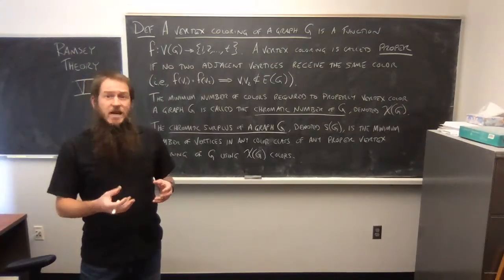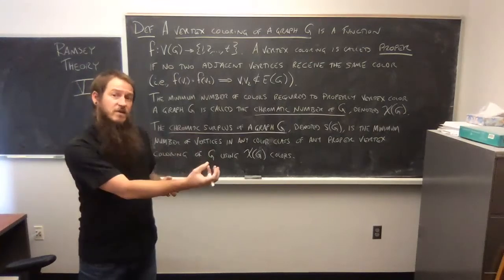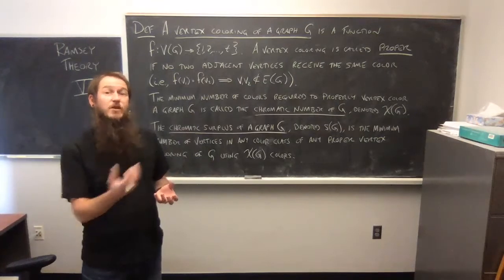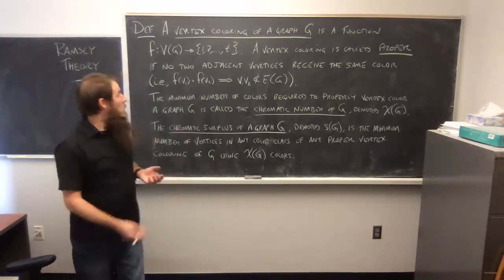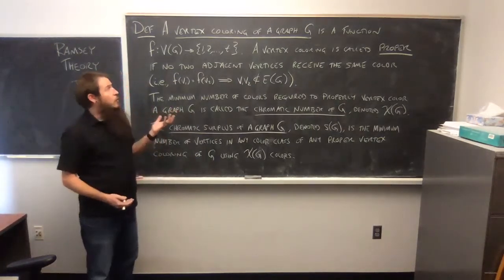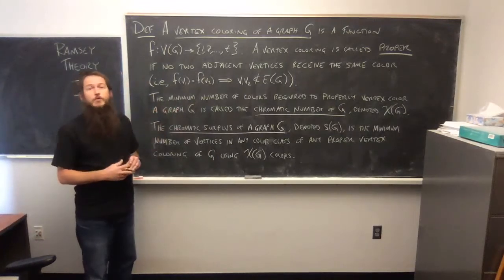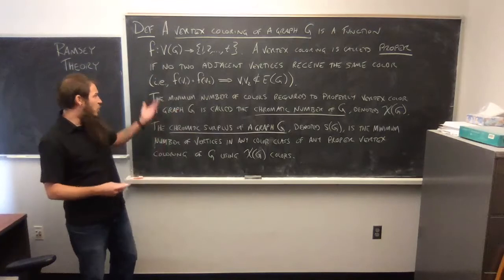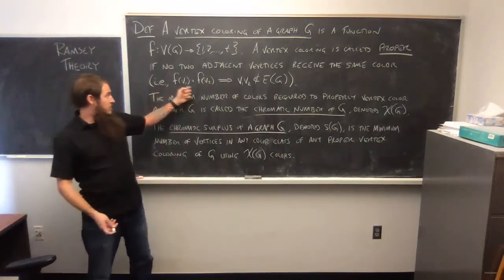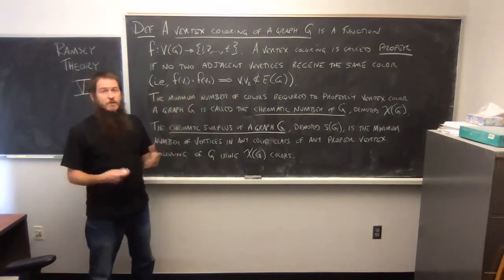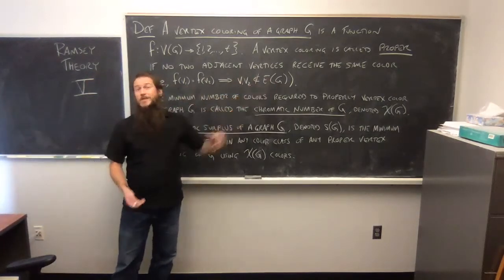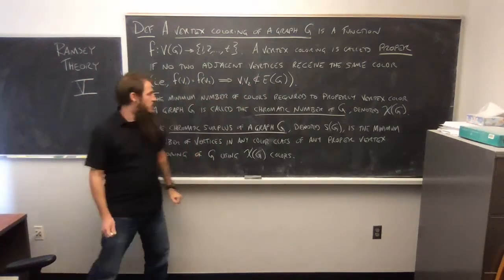And if we take any collection of vertices that all map to the same number, the set of all such vertices we refer to as a particular color class. Now we say that a vertex coloring is proper if no two adjacent vertices receive the same color. And another way of stating that is if we have the same image for two vertices v1 and v2, then the edge formed by v1 and v2 is not in the edge set of G.